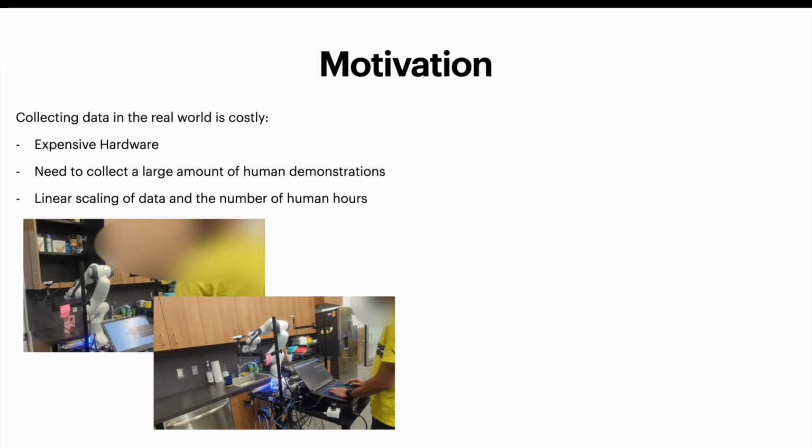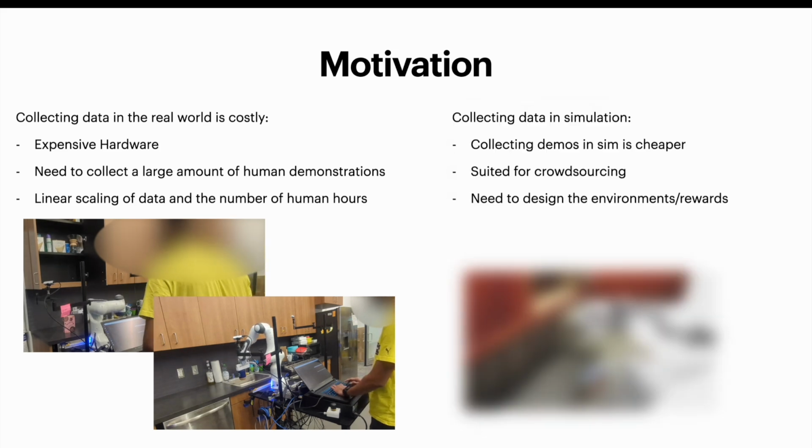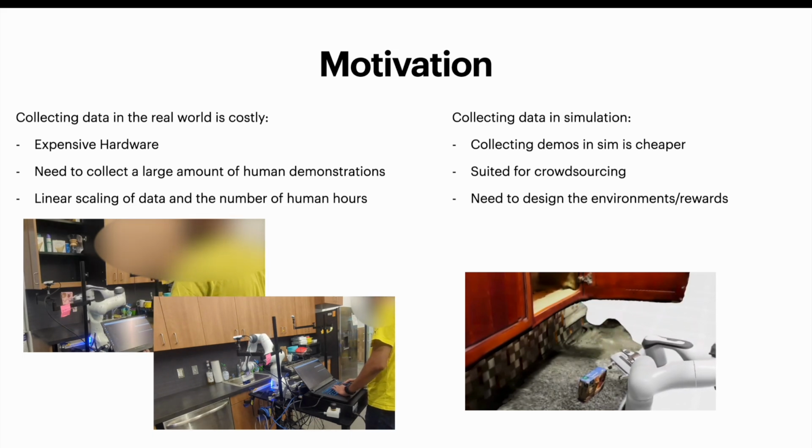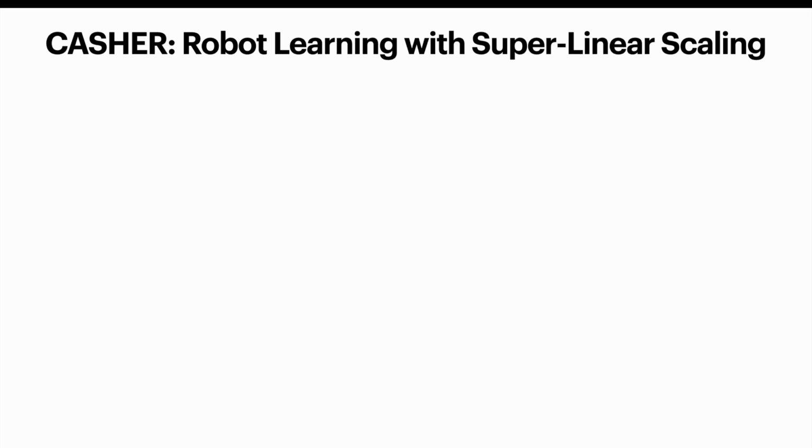We can collect data in the real world, but this is costly because of expensive hardware, needs large amounts of human demonstrations, and data scales linearly to human hours. On the other hand, we can collect data in simulation. Despite simulation being cheaper to produce and being suited for crowdsourcing, it requires careful design of environments and rewards for training. Instead, we proposed Cacher, a method of crowdsourcing and amortizing human effort for real to sim to real.